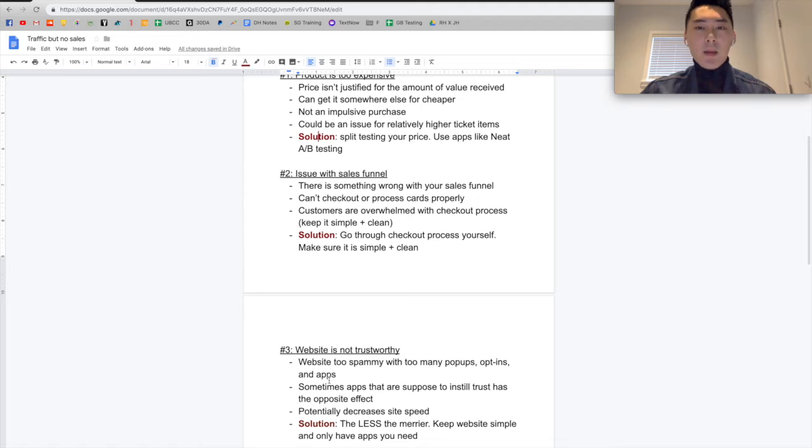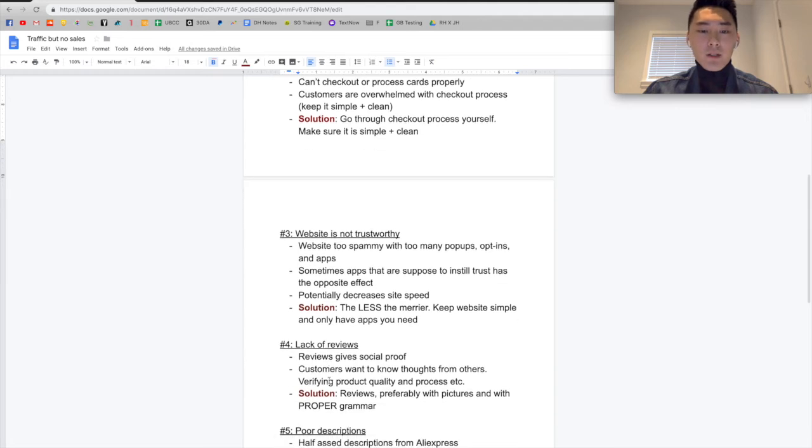So just keep the apps that you need and delete the ones that you don't. The main solution to this is the less the merrier, not the more. Go through the list of apps that you have in your Shopify backend, check out which ones you don't need, and understand what kind of purpose each serves for your store. And if it doesn't serve a purpose, either by increasing conversions or increasing your site speed or anything beneficial, then consider deleting it.